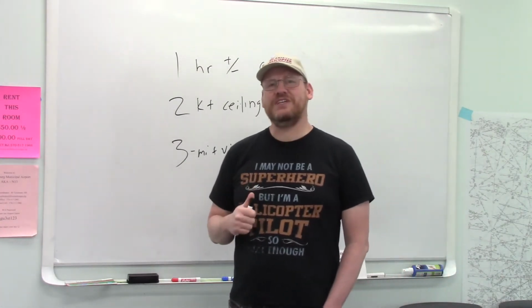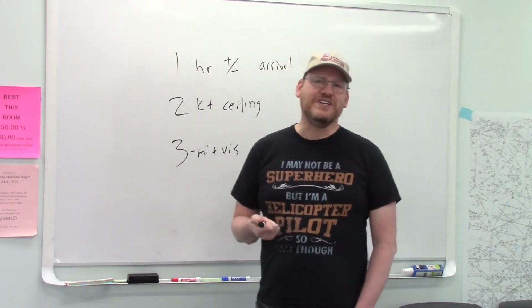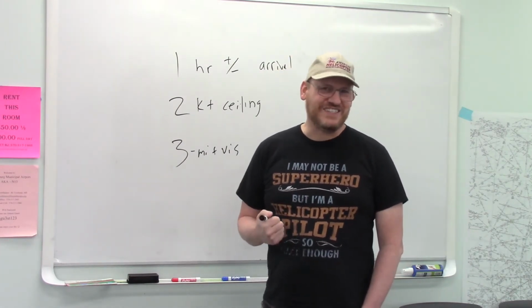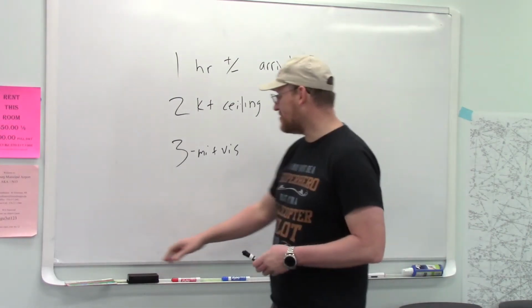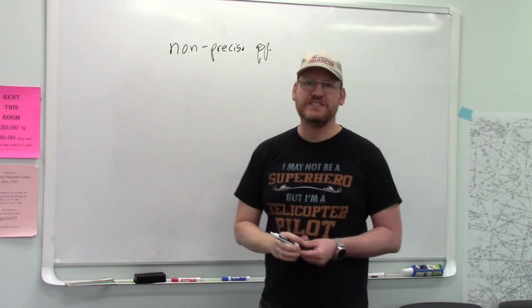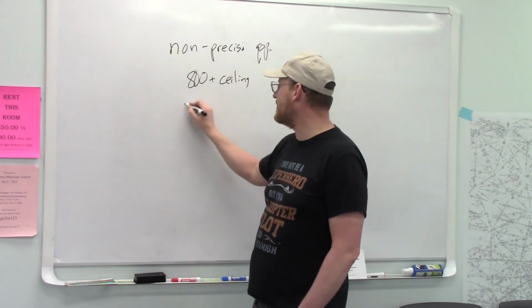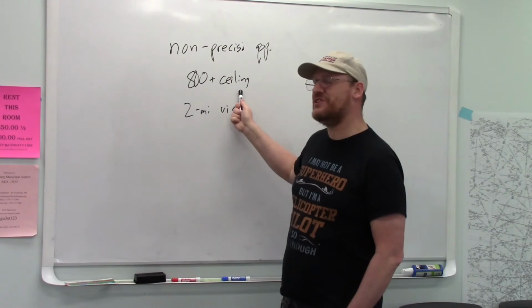So the alternate has to have decent weather, right? You can't just file an alternate that has weather that's just as bad as your destination. That doesn't make any sense. So if your alternate has a non-precision approach, you need to have at least 800 feet, and at least 2 miles visibility. So that's what you need to have.